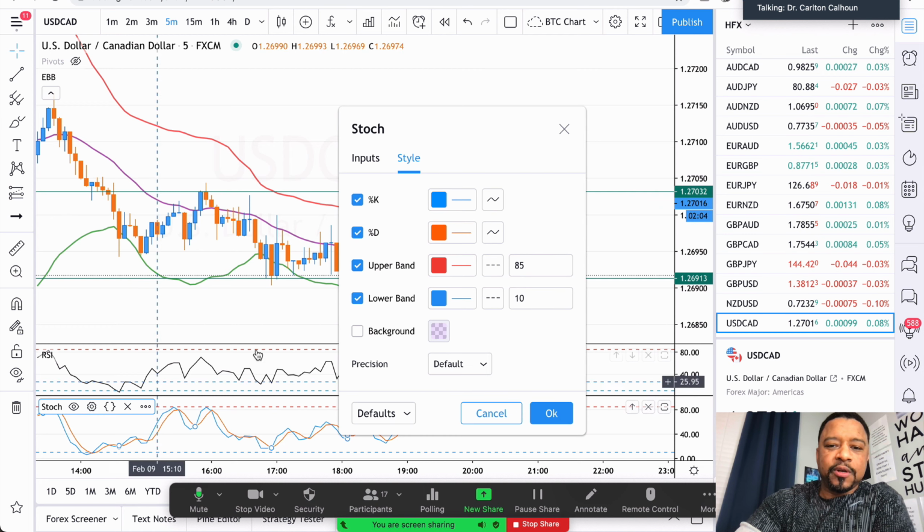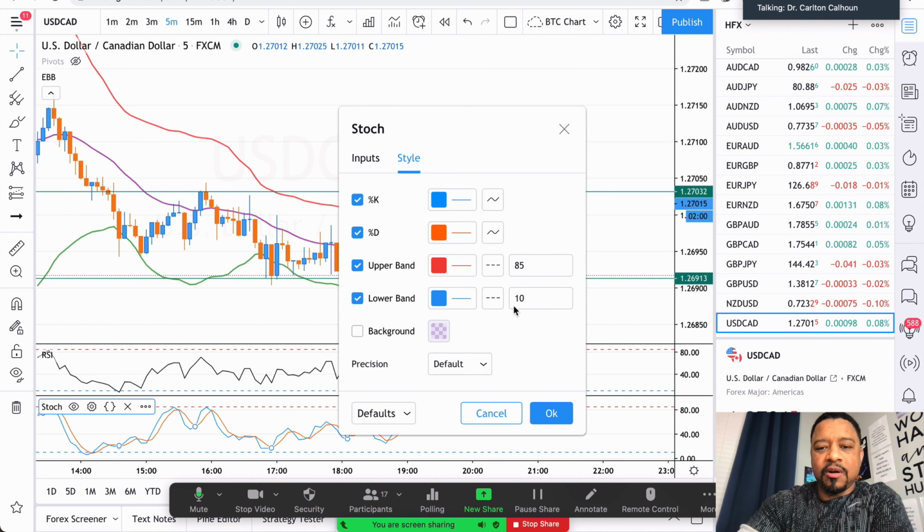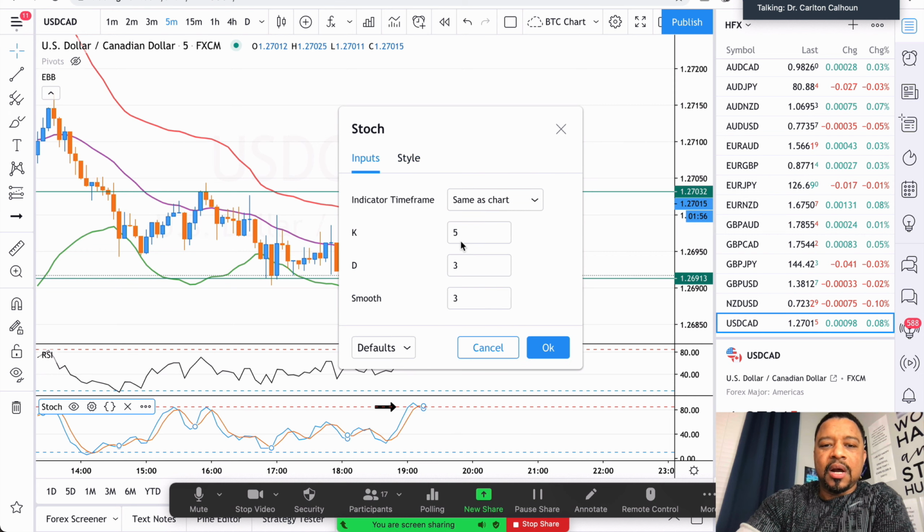My settings on the stochastic. Again, my lower band and my upper band are the same as the RSI, 10 and 85. However, my inputs, I think the default inputs are 14, 3, 3. I changed my K to 5. It makes no sense to go into the explanation of what K means. You can look that up. It's a whole bunch of math that most people don't like.